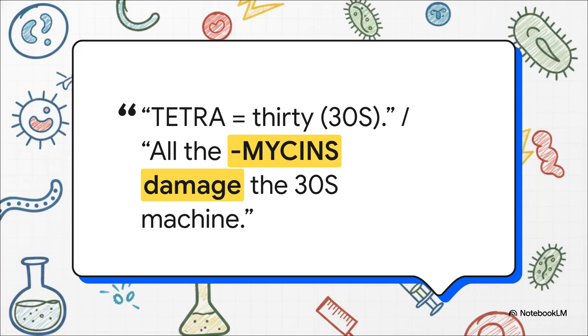The word tetra has a T, which helps us link it straight to 30, or 30S. Their main mechanism is preventing the attachment of aminoacyl tRNA. Then we have the aminoglycosides, your gentamicin, tobramycin, amikacin.